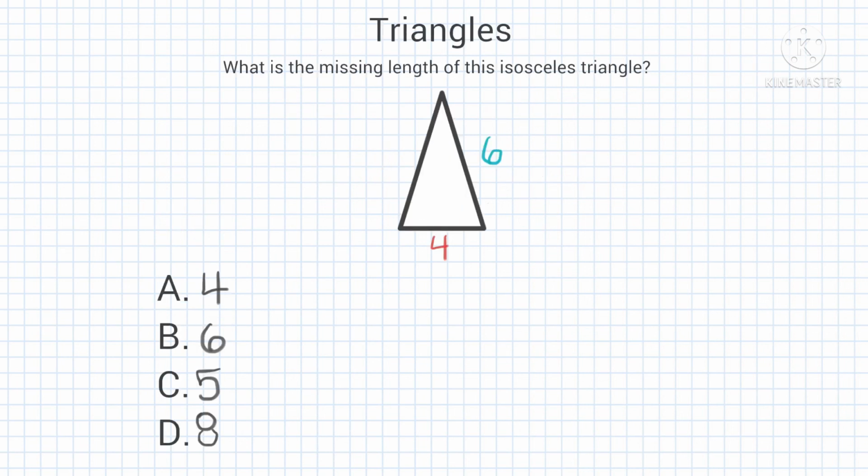The last and final question is about triangles. An isosceles triangle always has 2 equal sides. We know that the longer side is 6 and the shorter side is 4. So the other longer side must equal 6 too if 2 sides must be equal. So B is our answer.